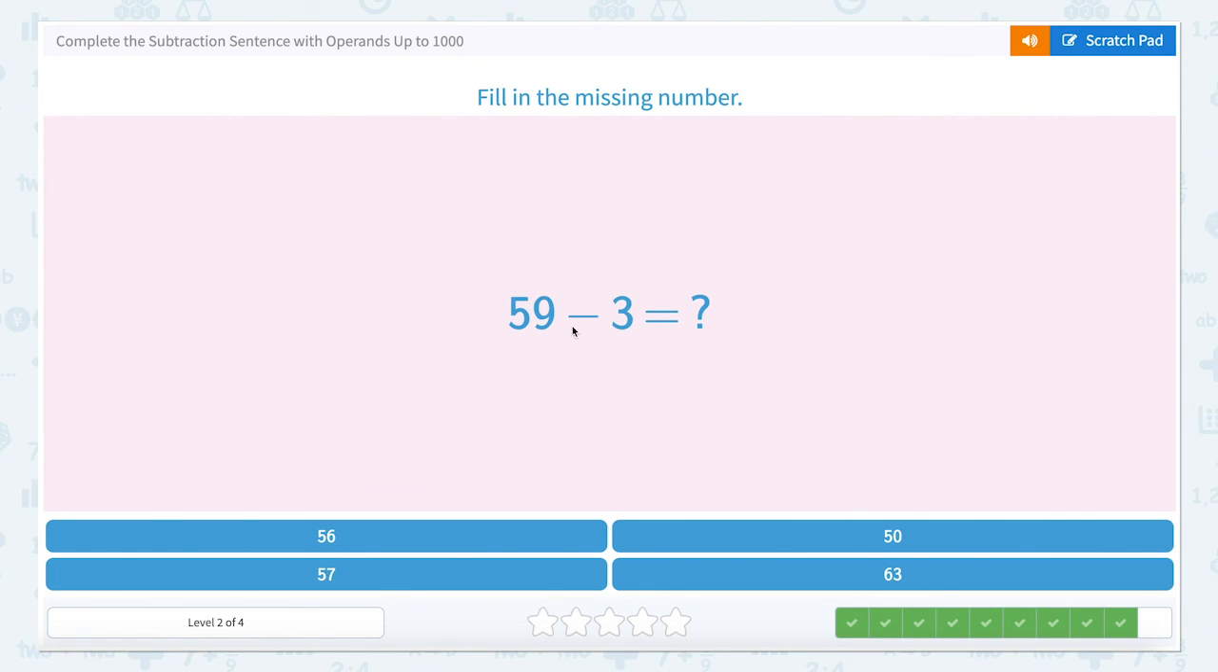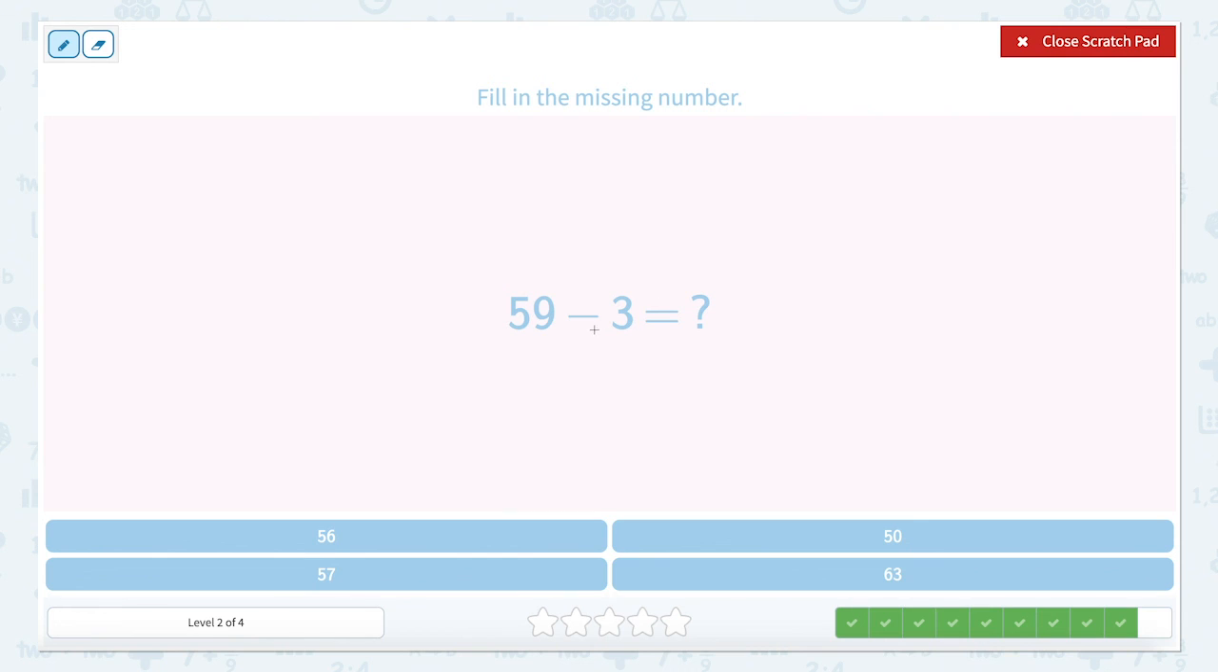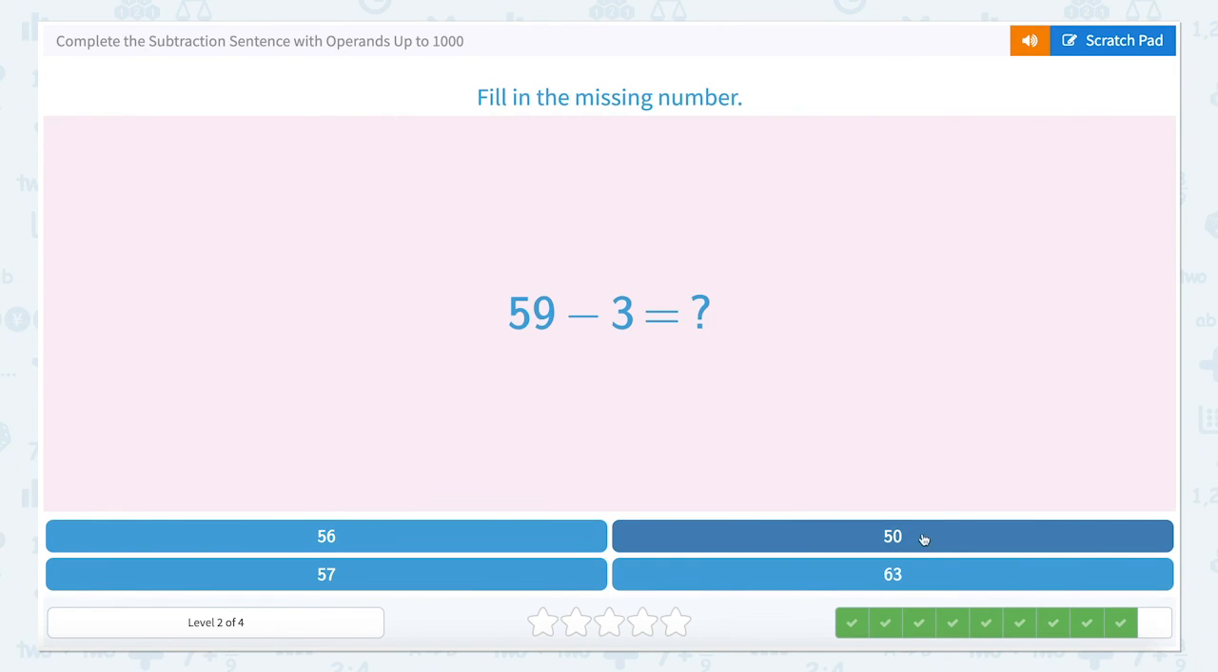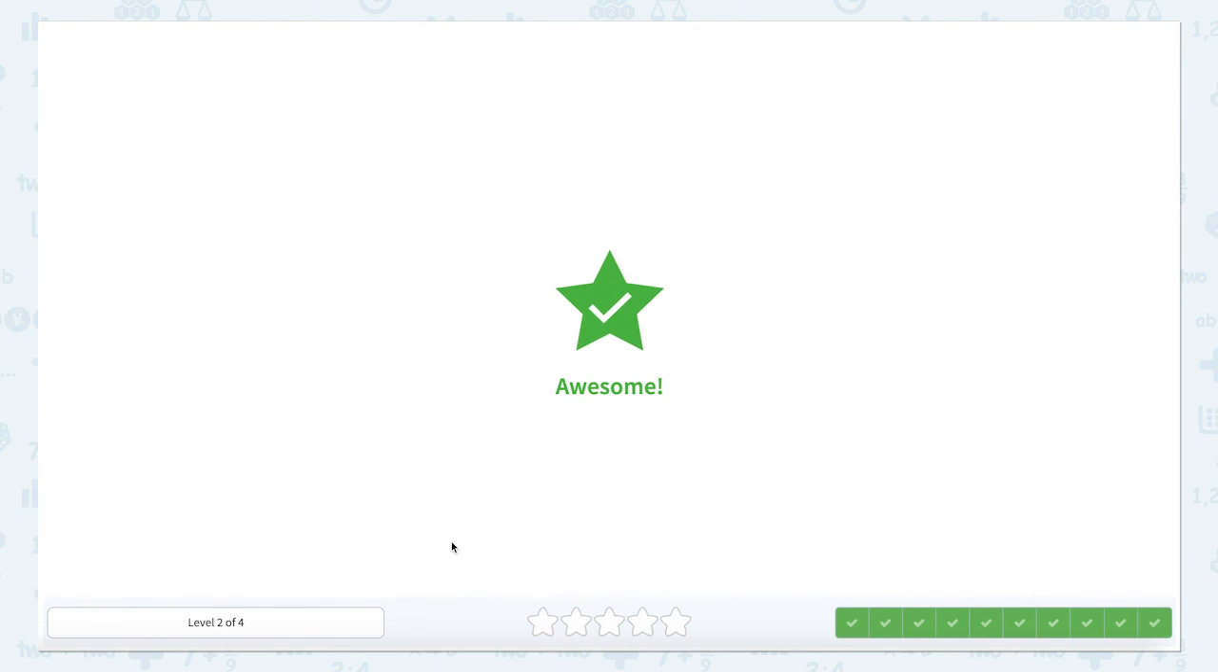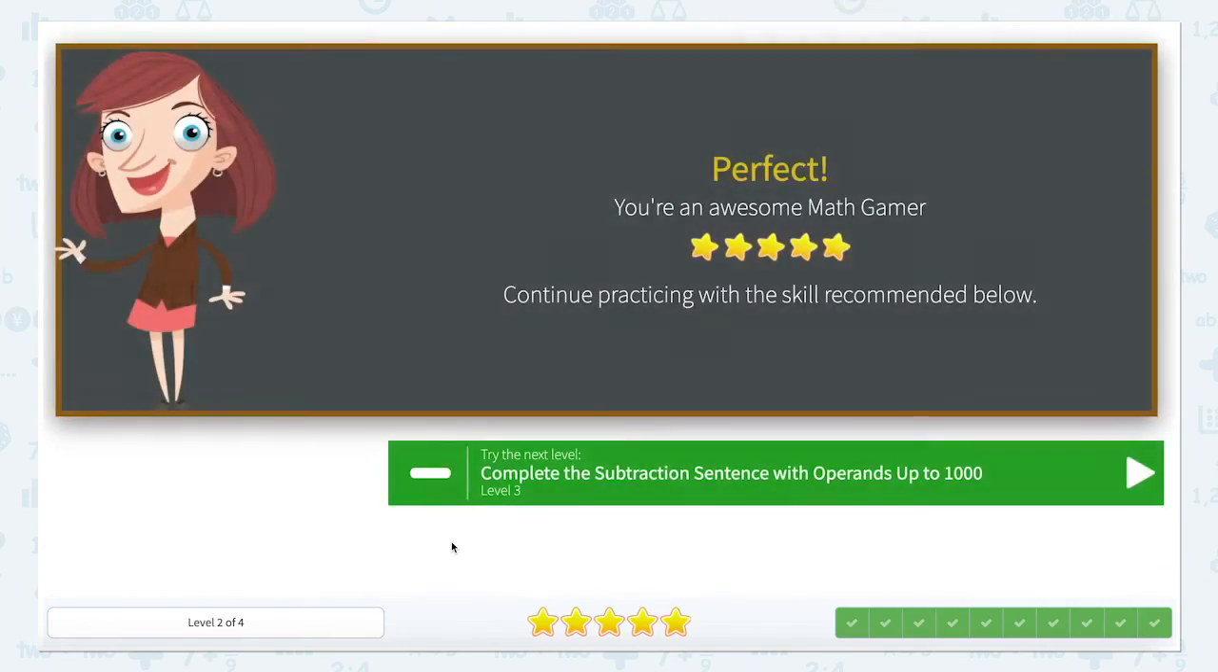59 minus 3. So this one, there are no tens here, so 0 tens. So we have 5 tens and 9 ones. We have 0 tens and 3 ones. So 9 ones minus 3 ones is going to give us 6 ones. And 5 tens minus 0 tens is going to give us 5 tens. So 59 minus 3 is going to give us 56. Let's double check that that is an answer down here. It is. Awesome. We just completed all 10 skills. Nice job.